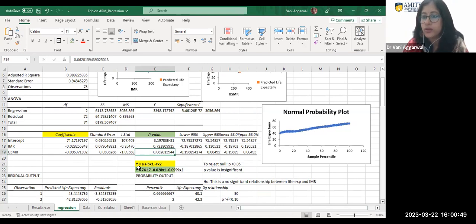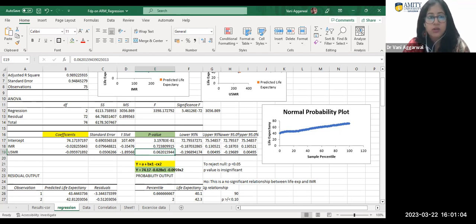This is very important, okay, because here I'm teaching you how to do regression analysis in Excel, but the actual interpretation you need to learn. Otherwise there is no point. So this is how you do this.